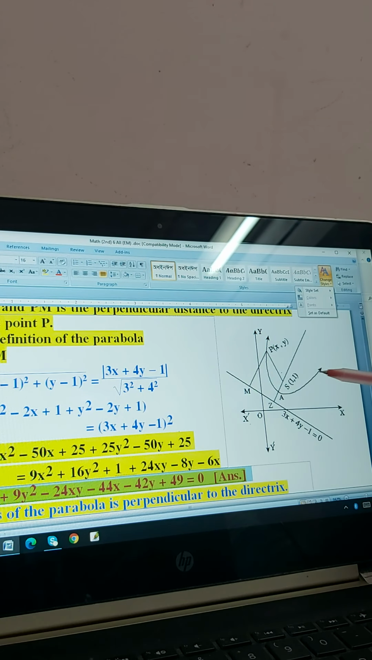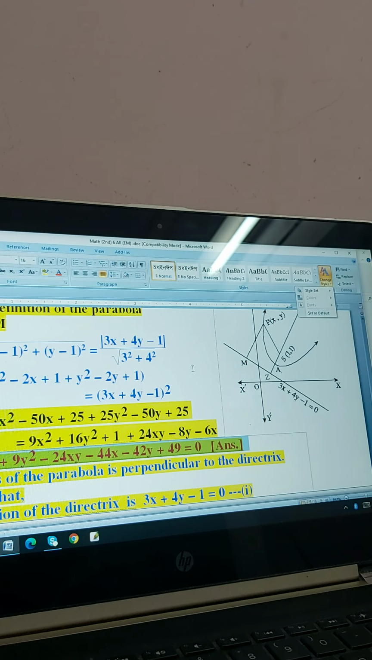The equation of the straight line which passes through the focus and is perpendicular to the directrix is known as the axis of the parabola. We have already discussed this in the previous classes.